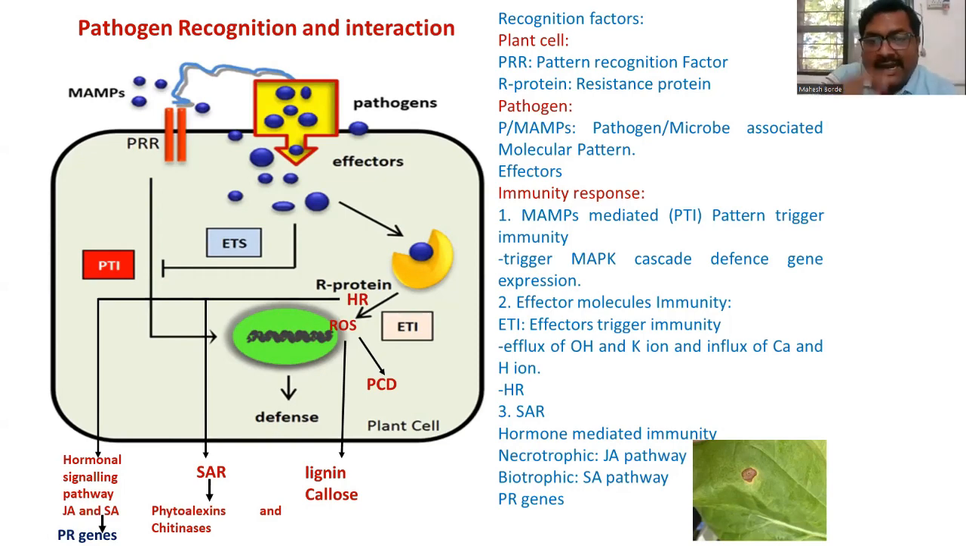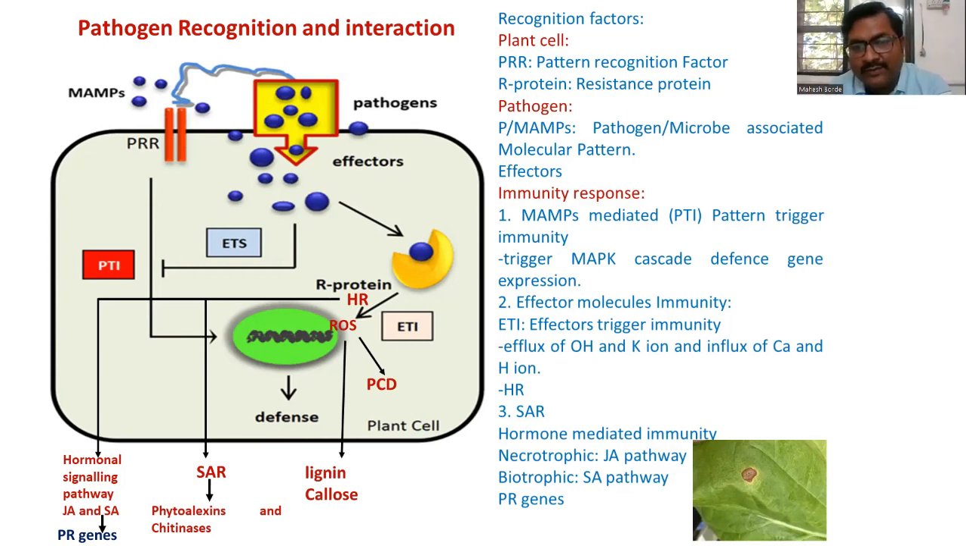At that time, there will be an increased production of lignin and callose in the adjacent cells, so that the adjacent cells are producing more lignin and callose, so that this pathogen doesn't invade their adjacent cells. This is the second line of defense response.